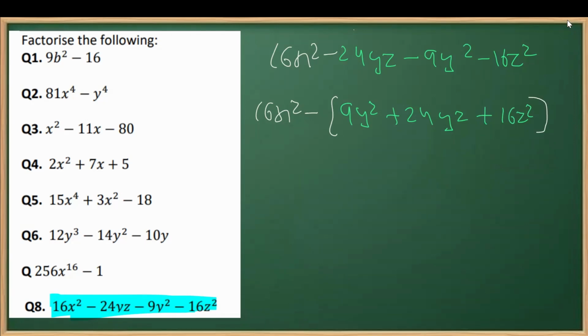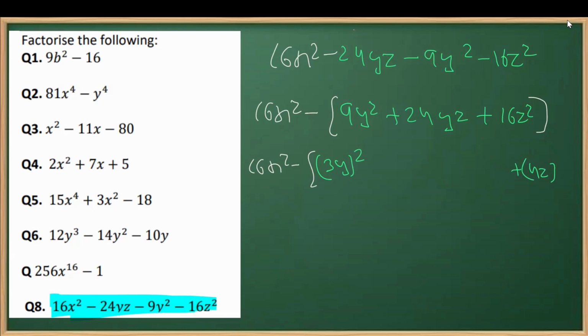Now we can apply an identity over here. Let me check whether, yes, these are two square terms, so we can apply the identity. So let this be 16x square minus, and this is a square term, so we can write this as 3y whole square. And similarly, this can also be written as 4z whole square.